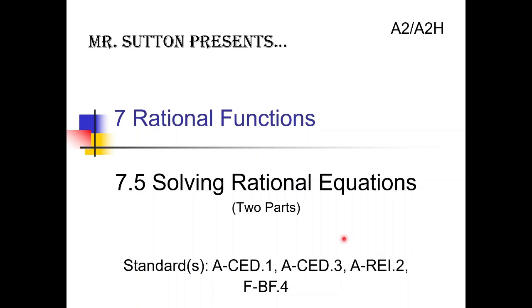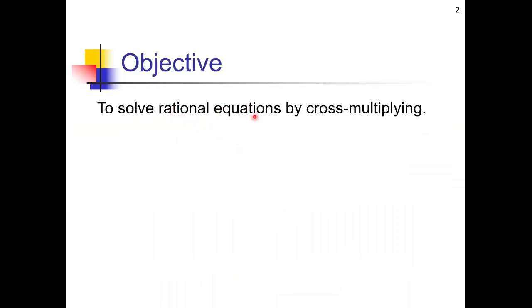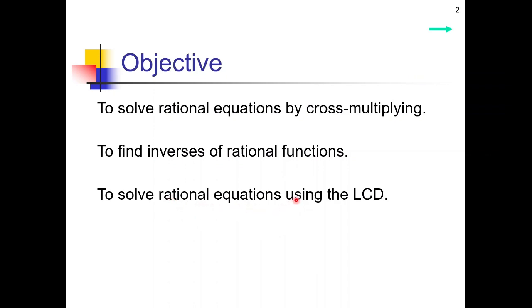Hello there, Mr. Sutton here, bringing you the Algebra 2 7.5 lesson on solving rational equations. This will be a two-parter. In part 1, we're going to be solving equations by cross-multiplying, which you may have done before, and we're also going to use this to help us find some inverses of rational functions. And then in section 2, we'll check out the technique of solving by using the least common denominator.